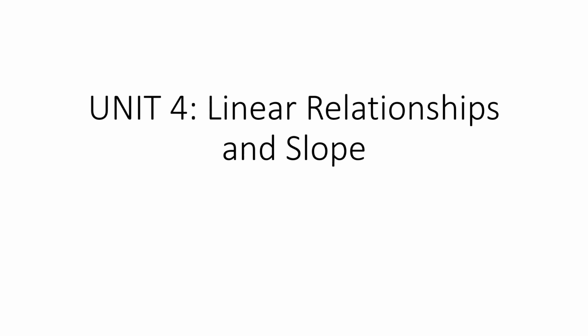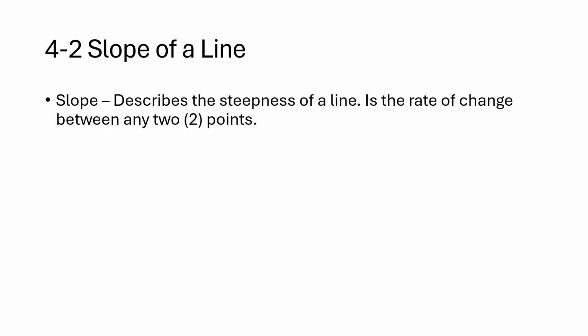Class, this is the start of Unit 4, Linear Relationships and Slope. And the first thing we are going to talk about today is slope of a line. All right, so our learning intention is going to be able to find the slope of a line. And you know you have it when you can find slope via a graph, through a table, and by using the equation on 2 points.